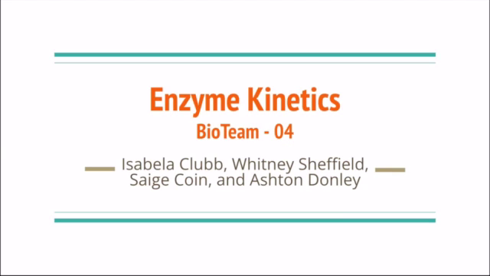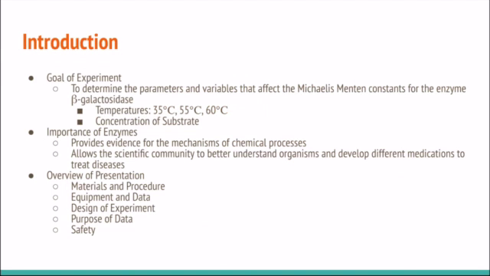I'm Isabella Club, and I have my partners Whitney, Sage, and Ashton that are going to go over this experiment with us today. First, I would like to tell you the goal of our experiment. The goal was to determine the parameters and variables that would affect the Michaelis-Menten constants for the enzyme beta galactosidase the most. We decided to vary the parameters temperature and the concentration of the substrate. Our temperatures were 35 degrees Celsius, 55 degrees Celsius, and 60 degrees Celsius.